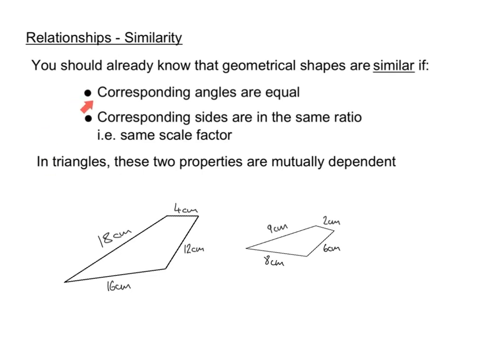Starting off with our first condition, corresponding angles are equal, we would need to decide which angles correspond to each other between these two shapes. So for instance, this angle here would correspond to this angle here, in that they're in a similar position in these shapes. So we could maybe put a little cross in here to represent that. And those two angles, if I was to measure them, they would be exactly the same number of degrees.